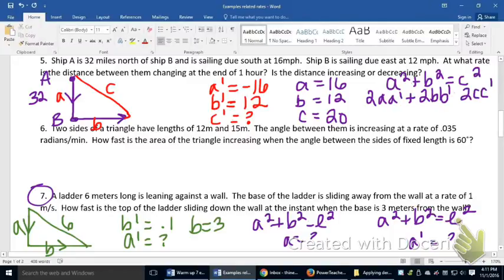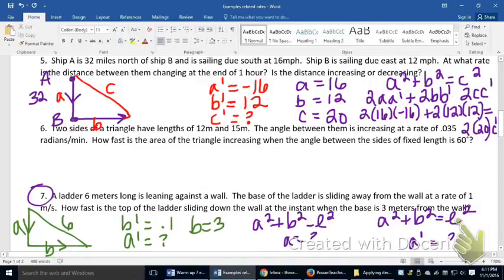Plug in everything I know. And then I'm going to work that out. So I'm going to multiply, and I'm going to get 2 times 16 times negative 16 plus 2 times 12 times 12.